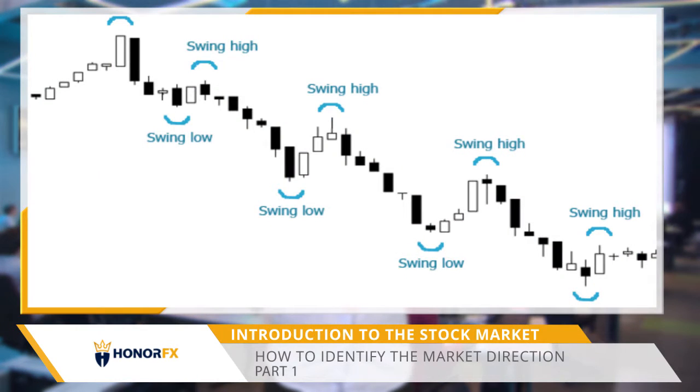Here's a real example of a chart. It's basically a downtrend, but it's full of swing highs and swing lows. We've marked both on the chart. You should learn how to recognize them.